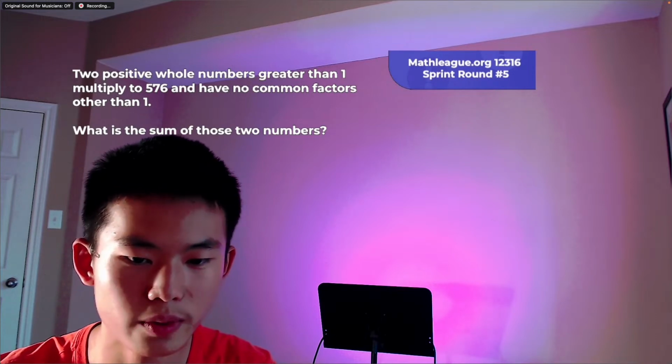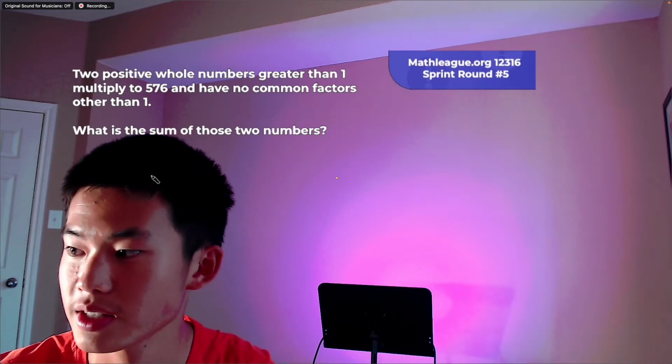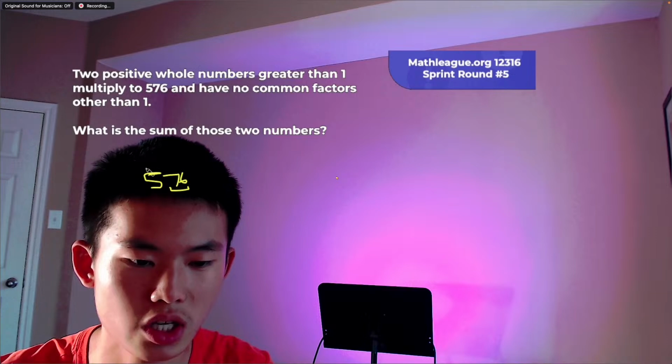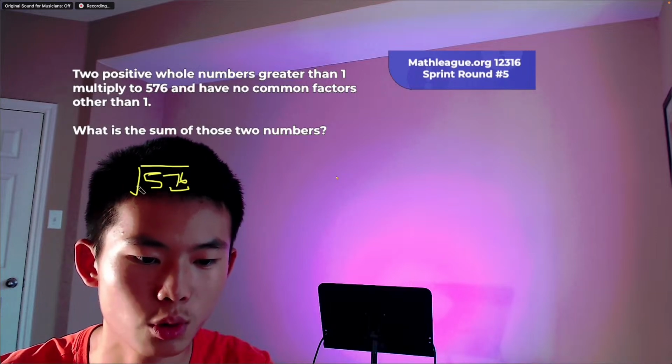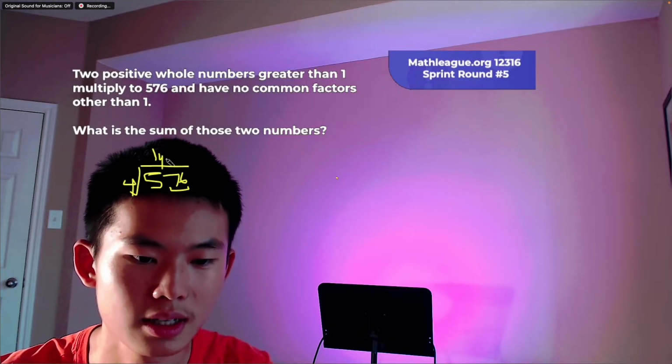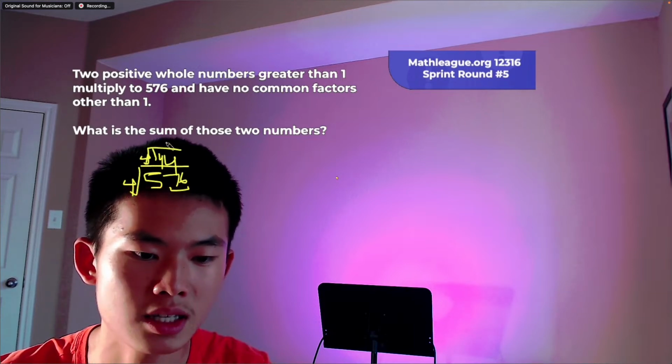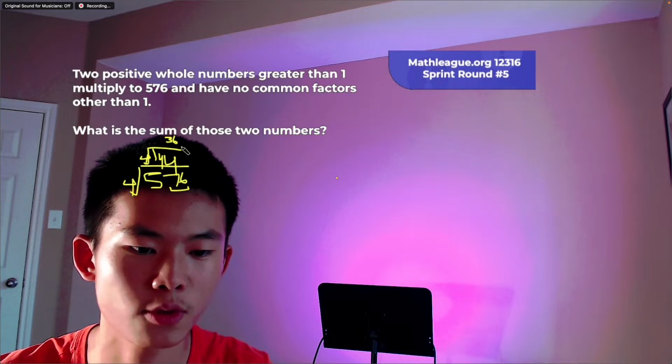But I guess the more natural way to do this is to say that 576 is obviously a multiple of 4 because the last two digits are a multiple of 4, so after we divide by 4, we get 144. This also is a multiple of 4, so we can still divide by 4 to get 36, and 36 is just 4 times 9.